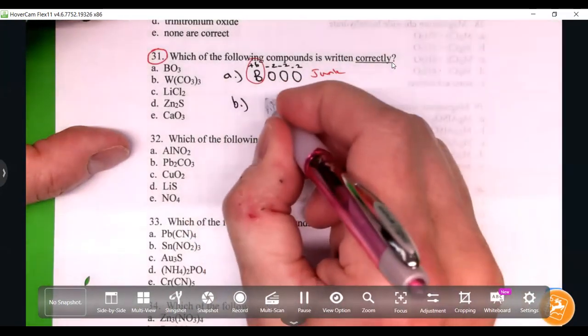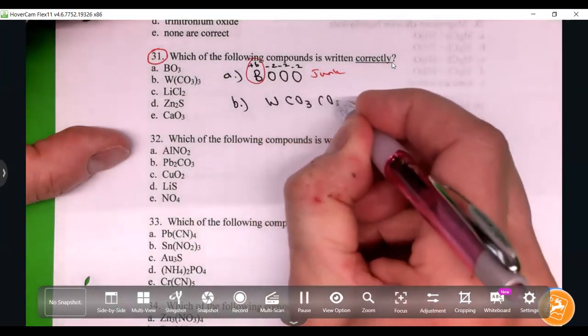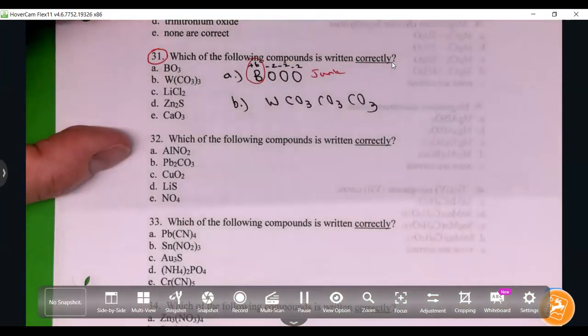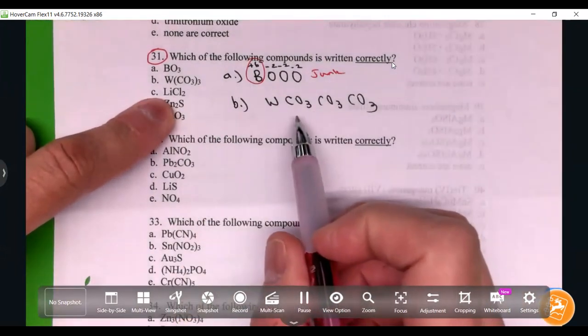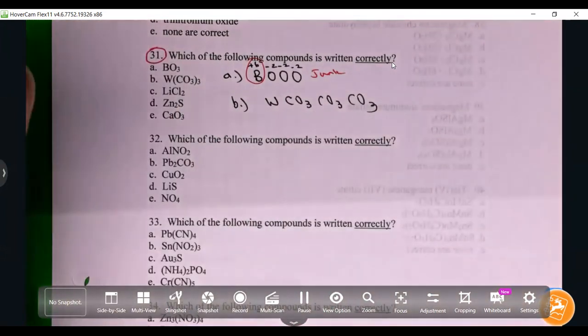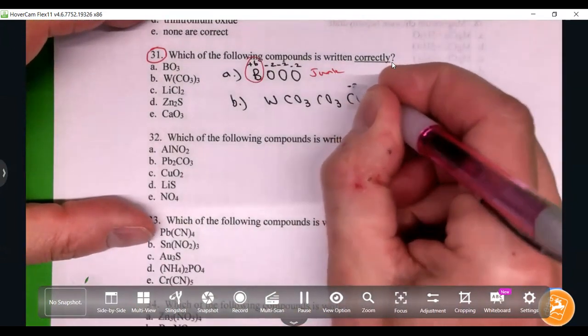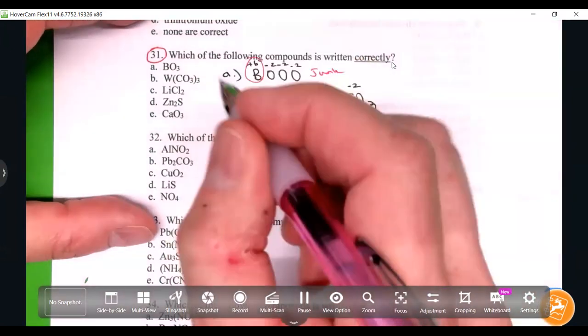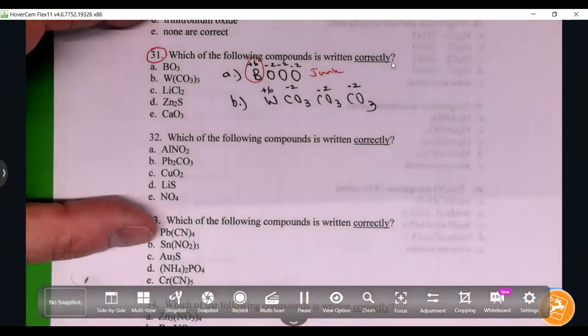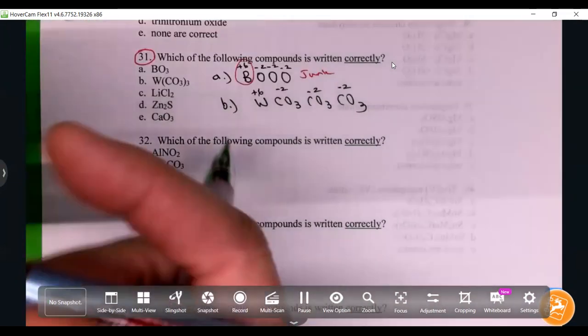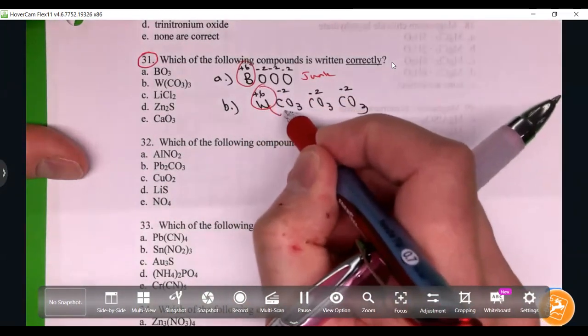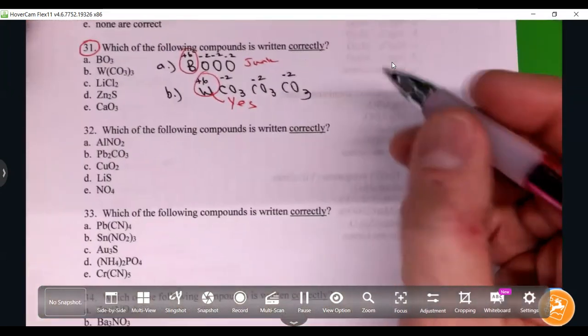You got B, and you've got W, CO3, CO3, CO3. And that CO3 in parentheses has to be carbonate. And the ion charge of carbonate is -2, -2, -2. This gets us a tungsten 6. Is there a tungsten 6? I think there is, right? So right now, it looks like this should be the right answer. And if you can verify that quick.